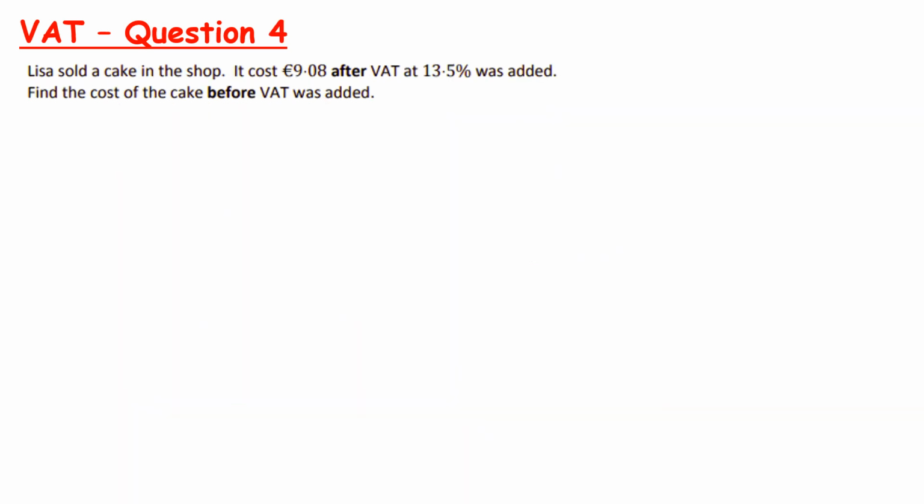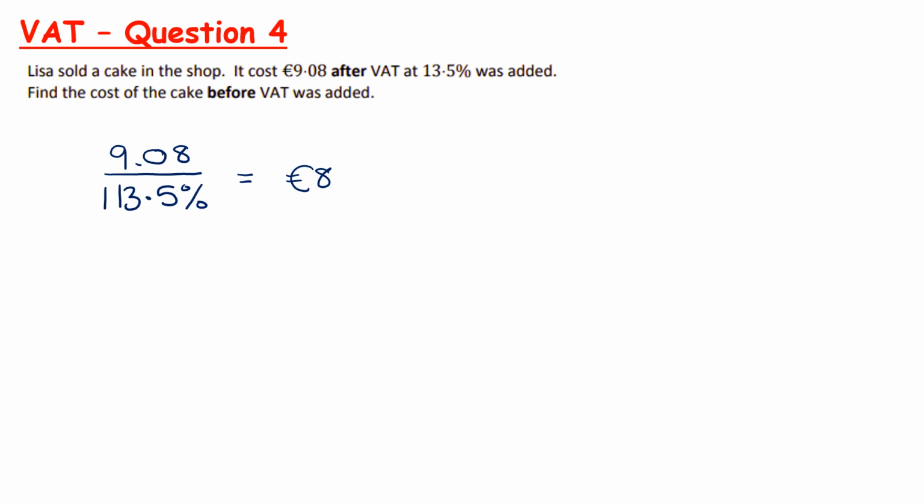Question 4. Lisa sold a cake in the shop. It cost $9.08 after VAT of 13.5% is included. Find the cost of the cake before VAT. So you can get slightly quicker at these and go, well, 908 is worth 113.5. So if I divide that, I'll get my right answer. Again, when we're dealing with percentages with decimals, I much prefer this percentage method. I just think students have less to deal with mentally when they're working with it. So we get that very simply as €8 as the cost before VAT.